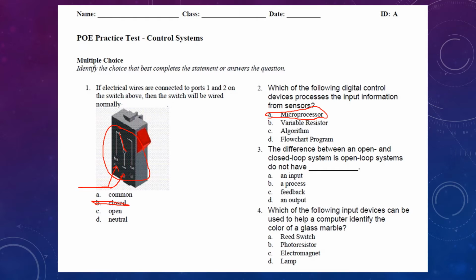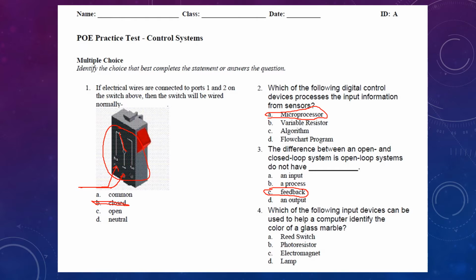Number 3, the difference between an open and closed loop system is that open loop systems do not have feedback. So an example of an open loop system would be like a washer and dryer. When you put your clothes in the washing machine, if you do not have one of the brand new washing machines that has sensors and all those things built into it, I'm talking about the regular old washing machine, you put your laundry in and you start it, you let it run, it's going to run its course and stop.